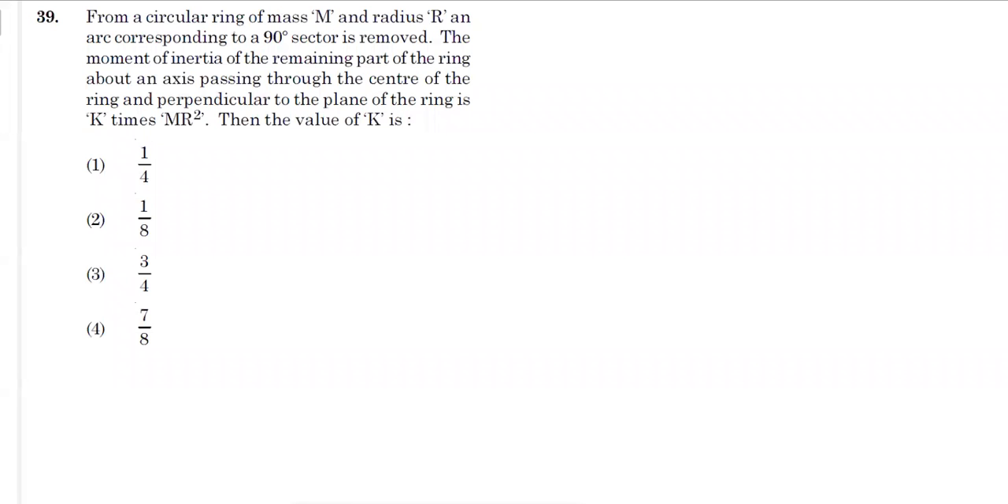So for a circular ring of mass m and radius r and corresponding to 90-degree sector is removed. The moment of inertia of the remaining part of the ring about an axis passing through the center of the ring. Okay, so let me draw this. So a circular ring of mass m. Okay, so let's say I draw this is a circular ring of mass m and radius r corresponding to 90 degrees or sector வரையலாம்.